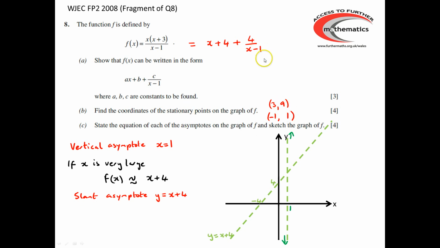If we just stop and think about it, if x is a very large positive number, 4 over x minus 1 is going to be a very small positive number, so the value of f of x is going to be just a little bit more than the value of x plus 4. On the other hand, if x is a very large negative number, 4 over x minus 1 is going to be a negative number, so the value of f of x is going to be just a little bit less than the value of x plus 4.